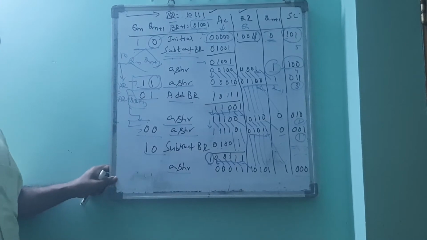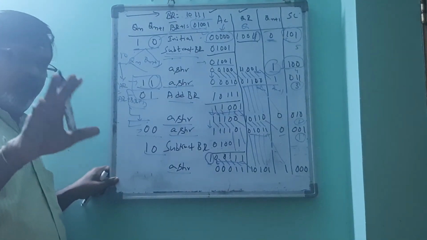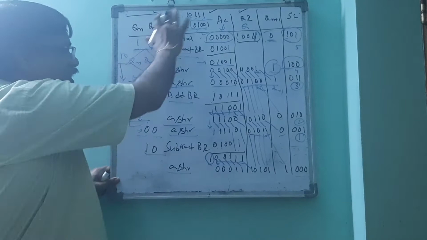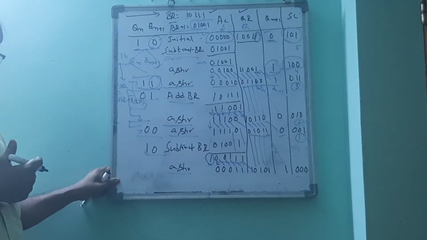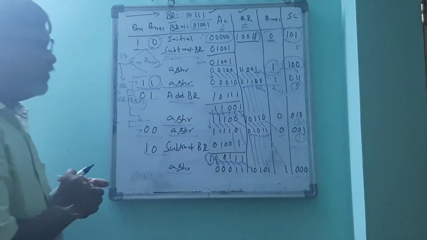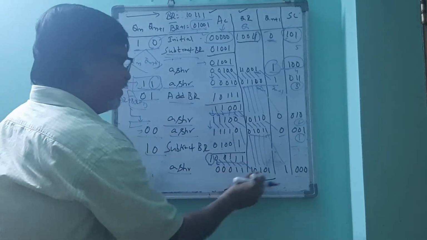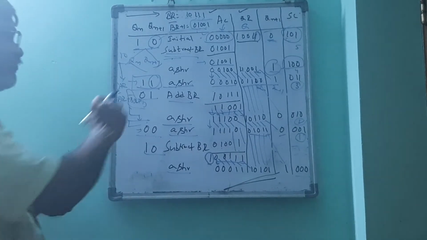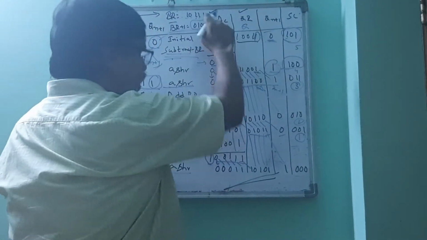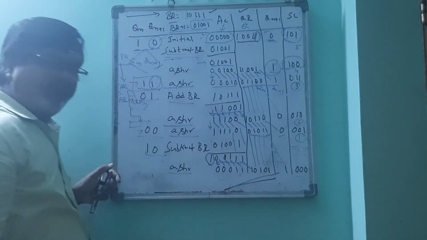So once the sequence counter value becomes 0, you need not repeat this operation. We can stop there as our flowchart indicates, and this is your final result. After performing the multiplication of BR and this QR, you will get the final result.